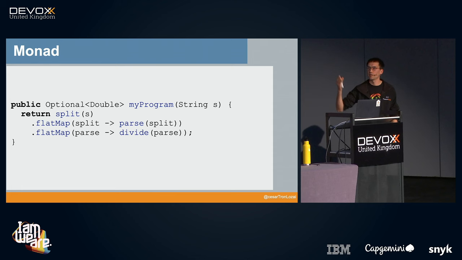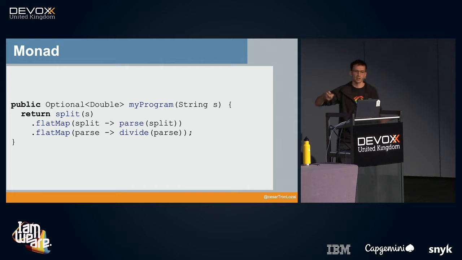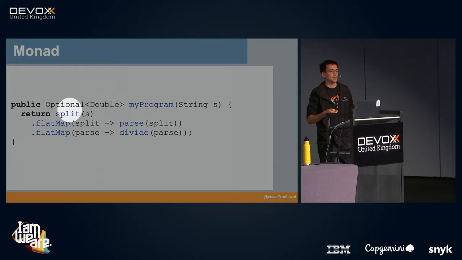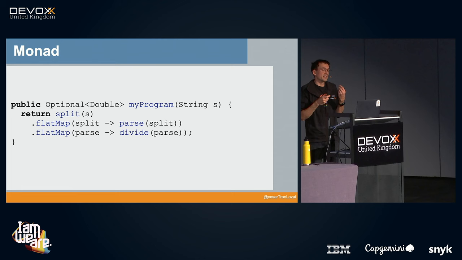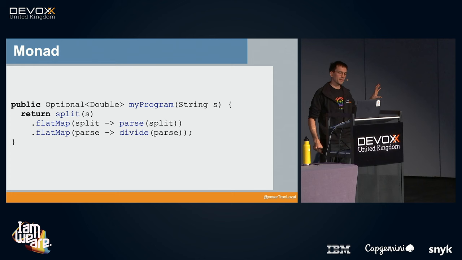So what's happening here? Well, we call split. Split returns an Optional. We know that Optional is a monad, so we can just call flat map. And flat map will give us a handler using a lambda. We split, and then we can give that function to the next one that itself returns a monad, so we use flat map. And then again, we continue. And the beauty of this code is that it's strictly equivalent to the one that we've seen before, which means that if any of those functions fail, it's going to bypass the whole computation and just return Optional.empty.